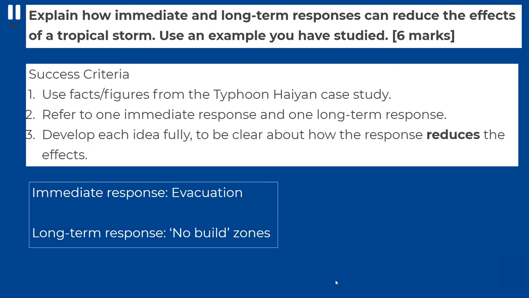So the 2 that I have selected are just on the screen below. So an immediate response, I'm going to talk about evacuation in my answer, and my long-term response, I'm going to talk about no-build zones in my answer. So I'm going to explain what they are and how they actually reduce the effects of Typhoon Haiyan and tropical storms generally. So I'd like you to pause the video for you to have a go at that activity now and then resume when you are ready to mark your work, and then I will show you my model answer that covers these 2 types of responses.